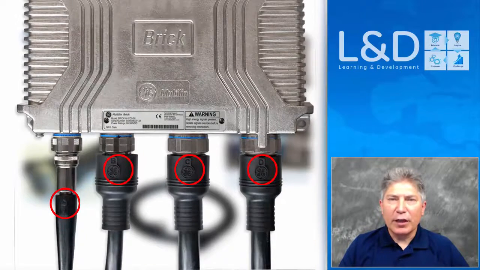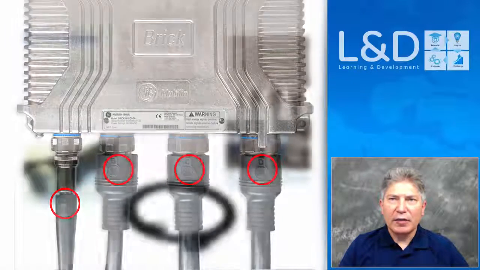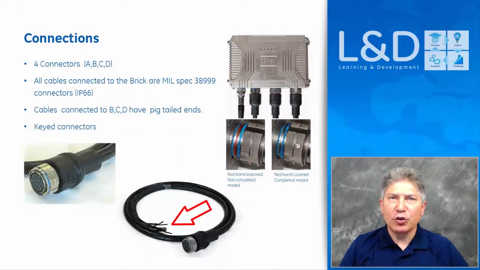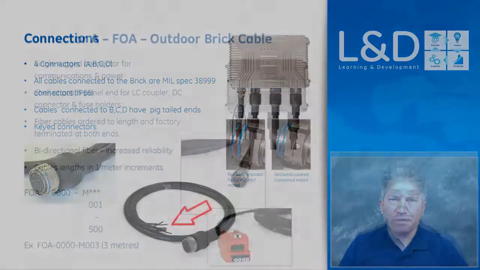The other ends of the copper cables, B, C, and D, have pigtailed ends that are intended for short runs between the brick and the apparatus. They can be cut to size and have the conductor number printed on each.